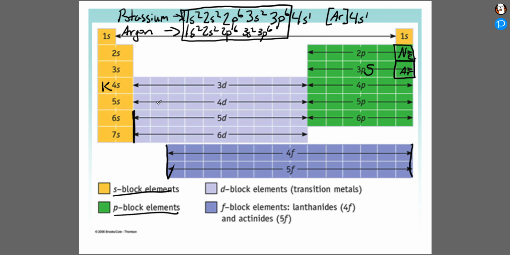So let's say we were going to do this element right here. I can't think of what this element is off the top of my head, but let's say we're going to write an electron configuration for it.